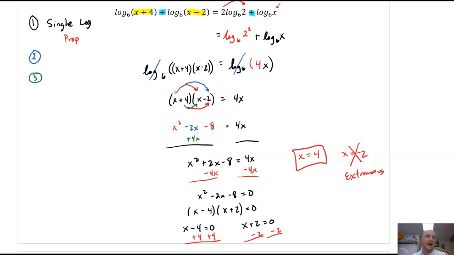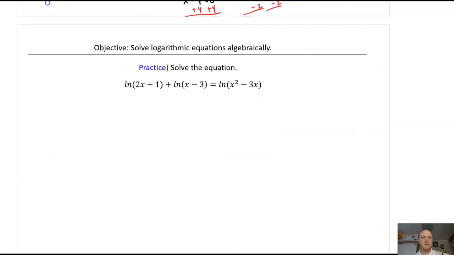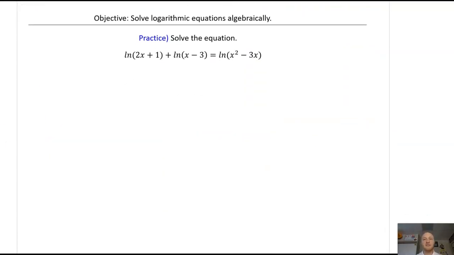Ask yourself, how did I know? Why did I throw out negative 2 as an extraneous solution? That's an essential question. Why is negative 2 extraneous? Okay. Here's a practice problem. Please go ahead, pause the video, give this one a try.